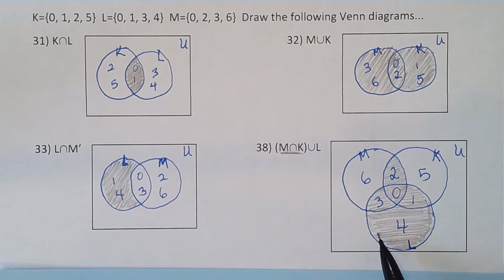Okay, so that's what that should end up looking like in the end. We should have 2 and 0. We should have the 1 and the 3 here, and also 4. Those should be the shaded areas.